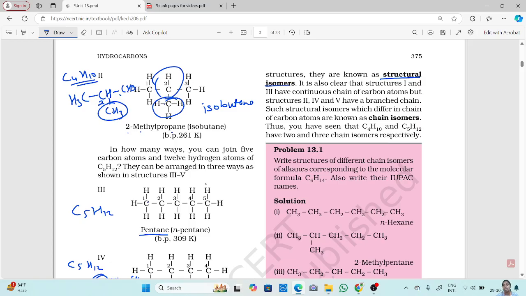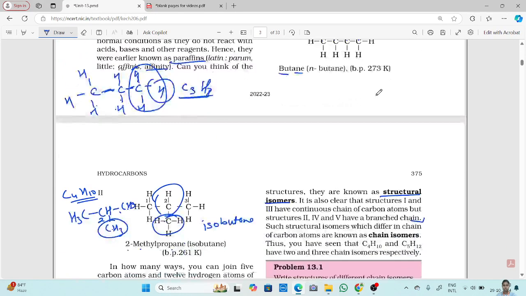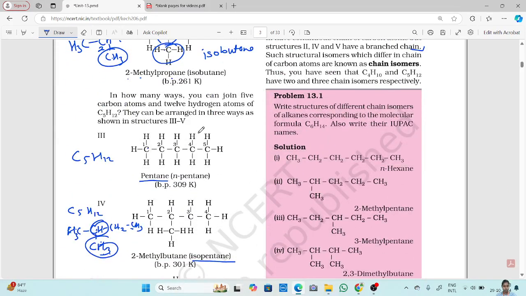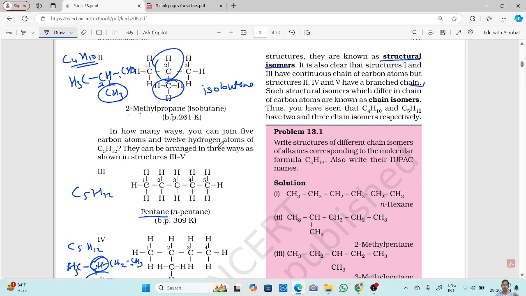It is also clear that structures 1 and 3 have a continuous chain of carbon atoms, but structures 2, 4, 5 have a branched chain. Now, what is the difference between their structure? This is structure 1, which is a straight chain. Again, this is structure 3, which is a straight chain. Both are straight chains, but the remaining structures 2, 4 and 5 have branches in them. So there is a structural change, even though their molecular formula is the same.